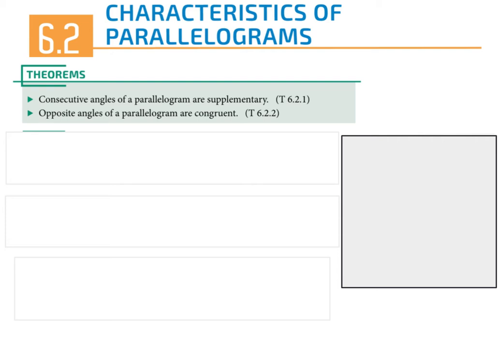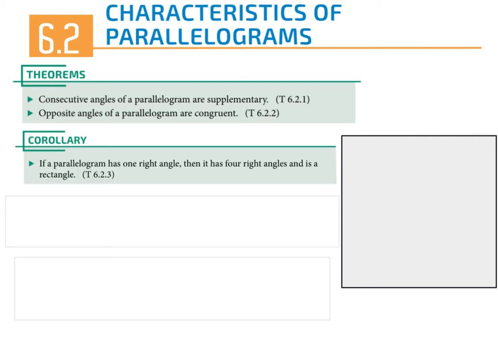And then opposite angles mean corner to corner. Those are congruent. So that means they have the same measure. So consecutive add up to 180. Opposite are congruent. All right, the next one we're going to look at.